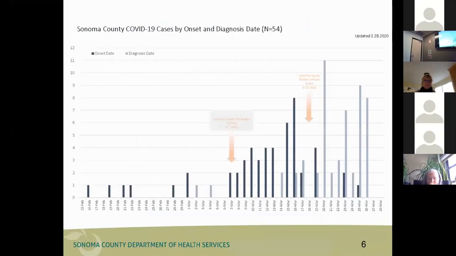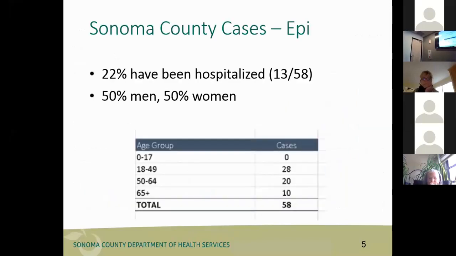As far as our distribution among age group, we've had no cases in 0 to 17-year-olds. And can we go back, sorry. 28 cases in 18 to 49-year-olds, 20 cases in 50 to 64, and cases in the 65 plus age group.